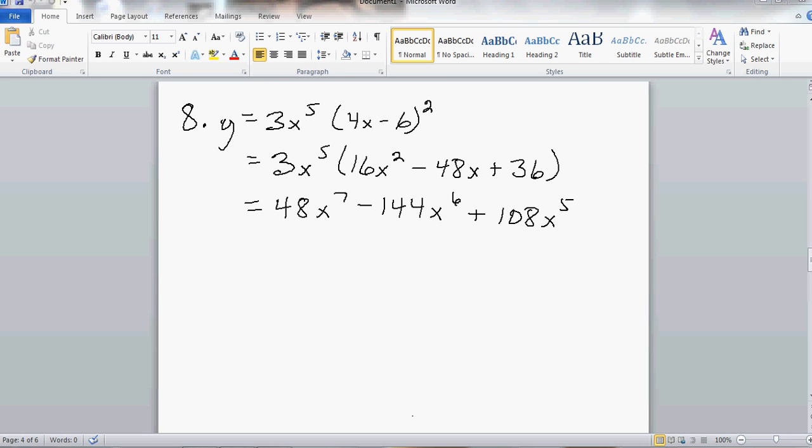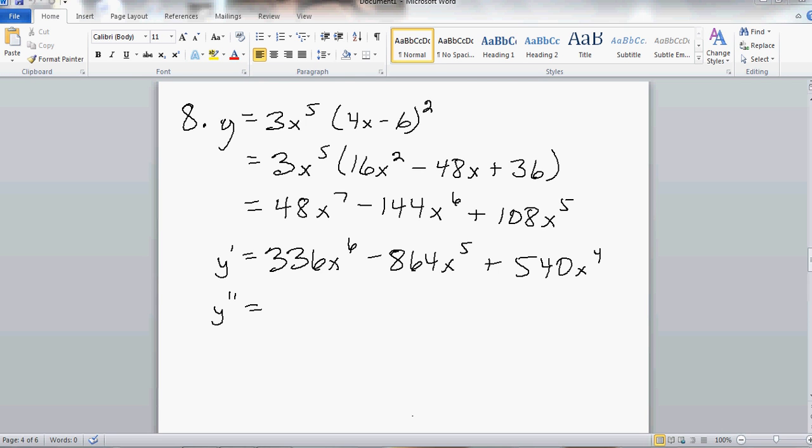And so, taking the derivative, finally, the first derivative of this is 48 times 7, which is 336. So 336 x to the 6th minus 144 times 6 is 864 x to the 5th plus 108 times 5 is 540 x to the 4th. That's the first derivative. Second derivative is just do the same process again.